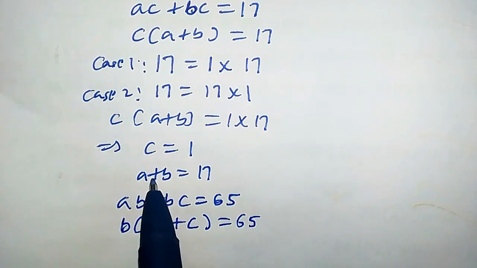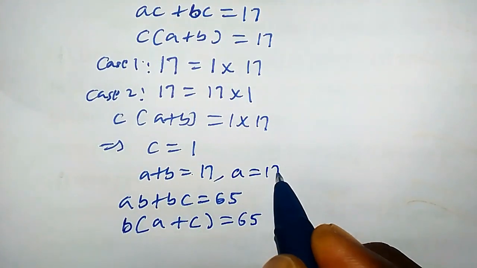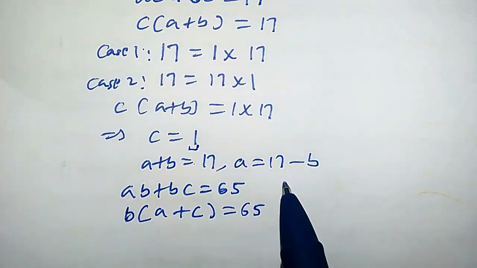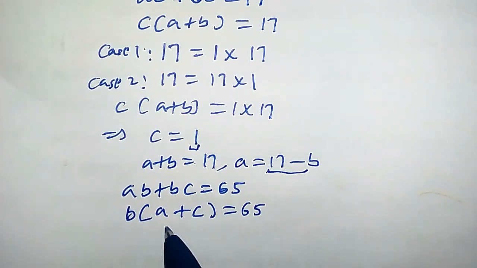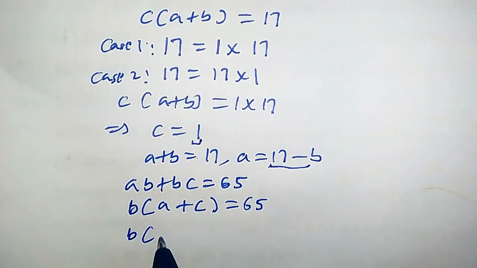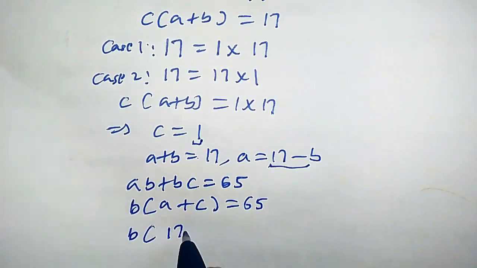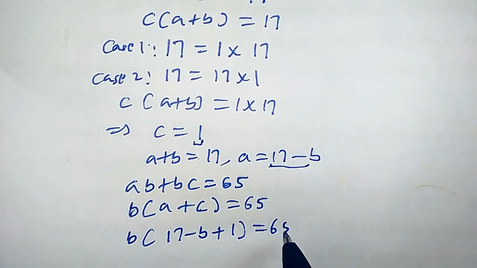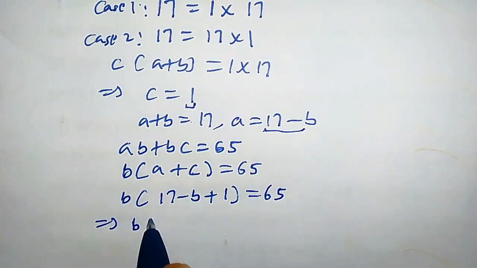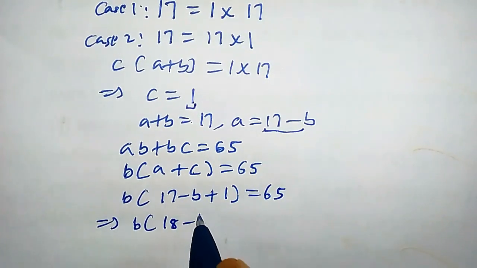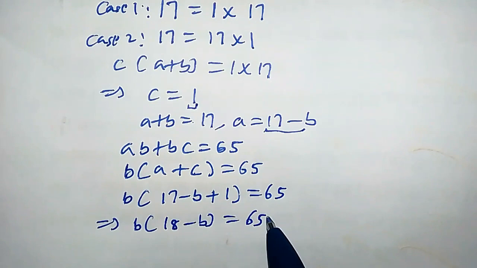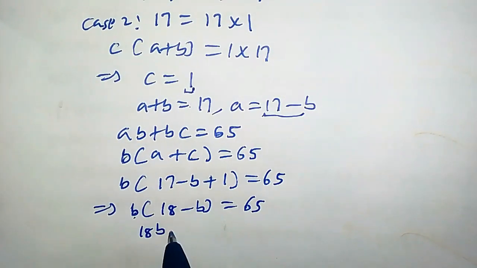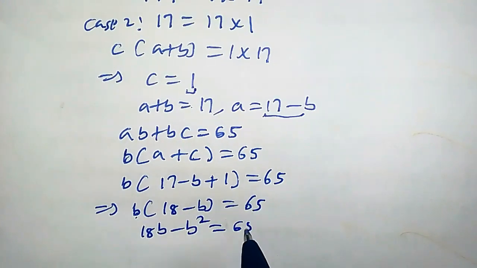So let's consider this. A is equal to 17 minus B. Now let's plug in the value of C and A into this expression. We're going to have B times (A, that is 17 minus B, plus C, that is 1) equals 65. This implies B times (17 plus 1, that is 18, minus B) equals 65. B times 18, that is 18B. B times minus B, that is minus B squared, equals 65.